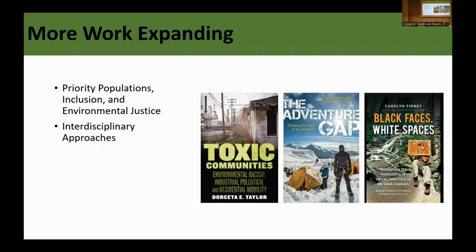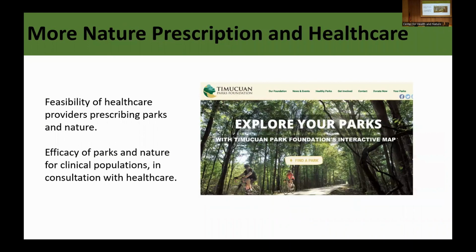More work expanding. We have a lot of work to do to expand our work to priority populations, inclusion, and environmental justice. I think that includes not only the focus of our research to include diverse populations and those that need it in our research, but I think it also includes building our research teams so that all voices are accounted for, both from different interdisciplinary fields and different faces around the table. So I think that is a really important area for growth that we should consider.